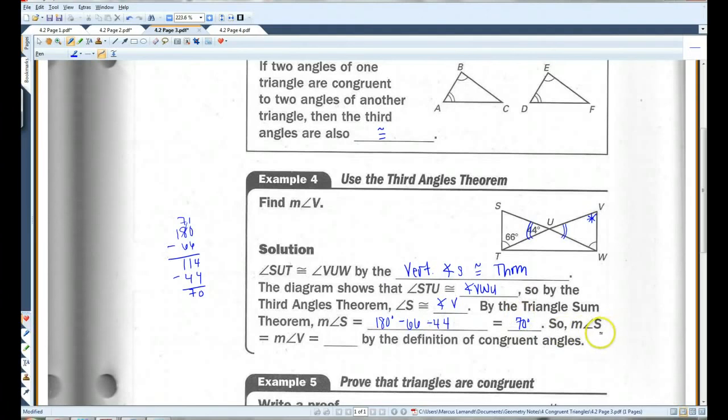So the measure of angle S, which we already determined equals the measure of angle V, has to be 70 degrees. Okay?